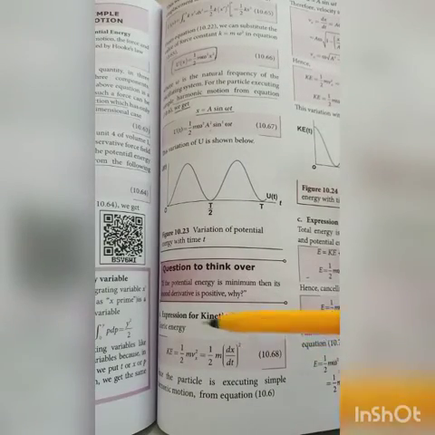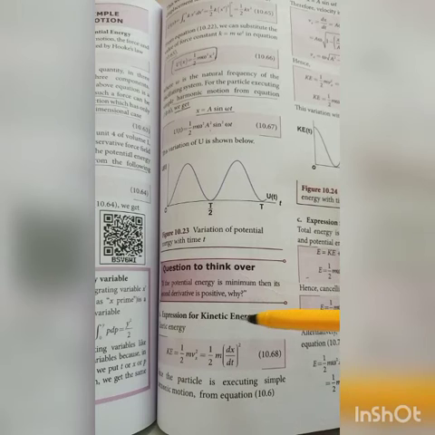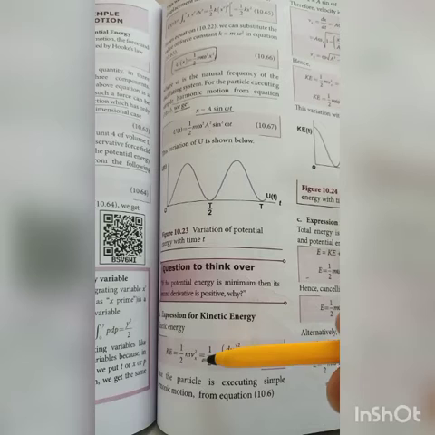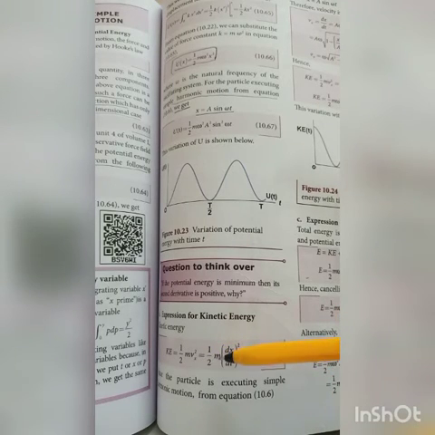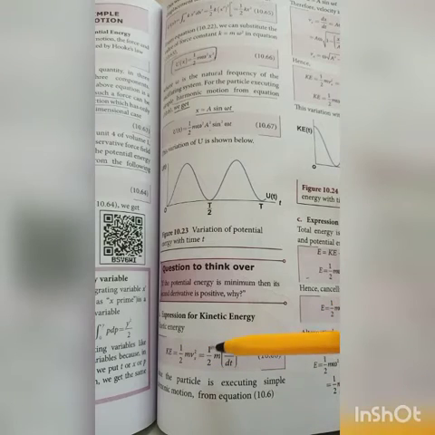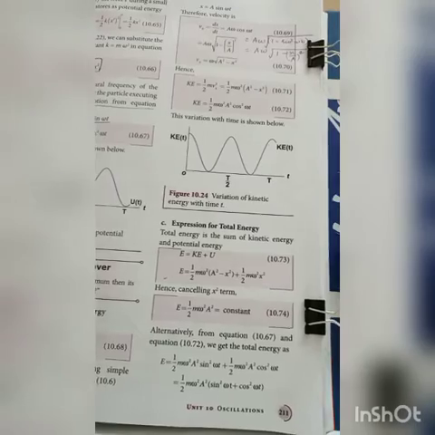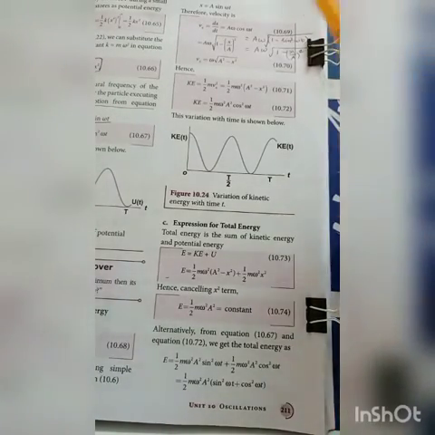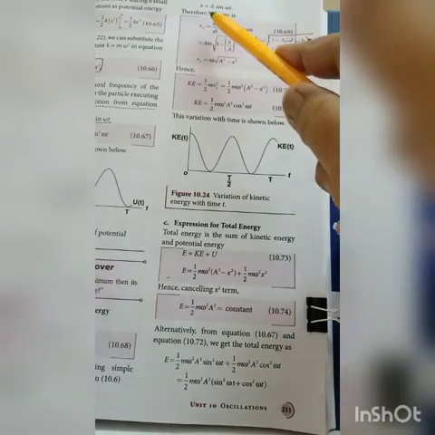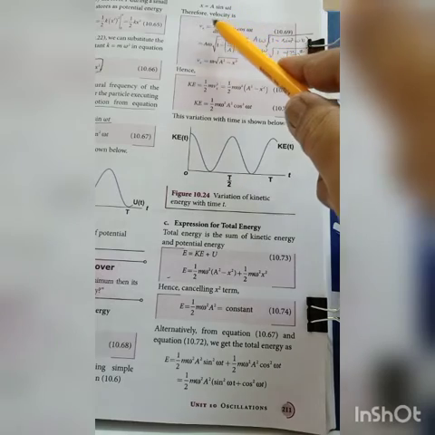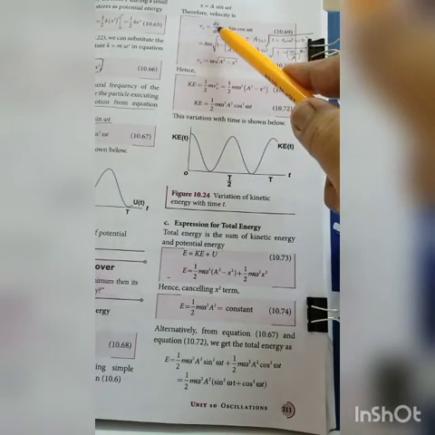Now let us see the expression for kinetic energy. The kinetic energy KE is equal to half m Vx square. Vx is nothing but dx by dt. So kinetic energy is equal to half m dx by dt the whole square. We all know that for a simple harmonic oscillation, the displacement x is equal to a sine omega t. Therefore, velocity v is equal to dx by dt.